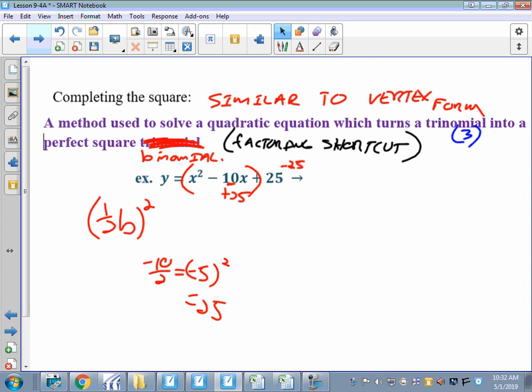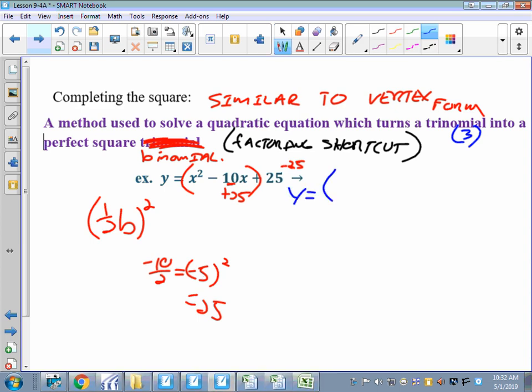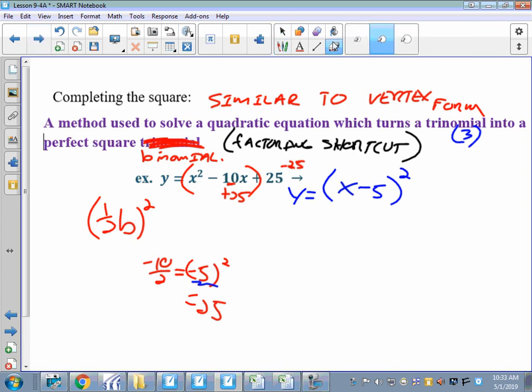So now you're going to have y equals, your variable x, and then your half of b, which was minus 5, squared. In this example, our positive 25 and our negative 25 cancel each other out to be 0. That's not always going to be the case, and we'll have to do some other things with it. So y equals x minus 5 squared would be our answer. Remember, your answer in the parentheses is the factoring shortcut.